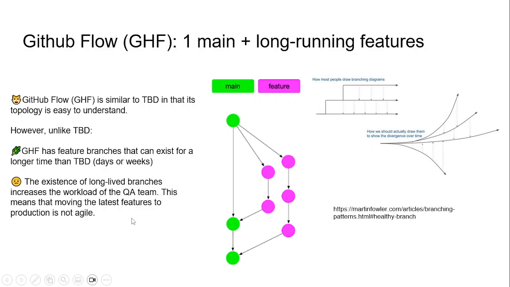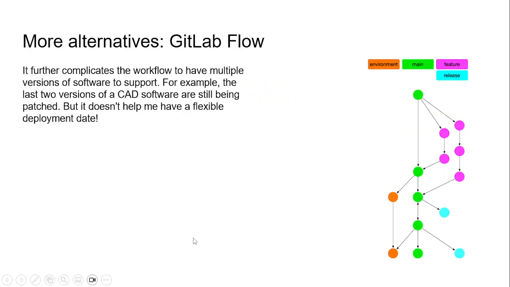The existence of those long-lived branches increases the workload of the QA team. This means that moving the latest features to production is not agile. I say this because if we have long-lived branches, merging them again to main could sometimes be troublesome, so this will be a bigger overhead for the QA team. So achieving these last arrows could be the bottleneck of this workflow.